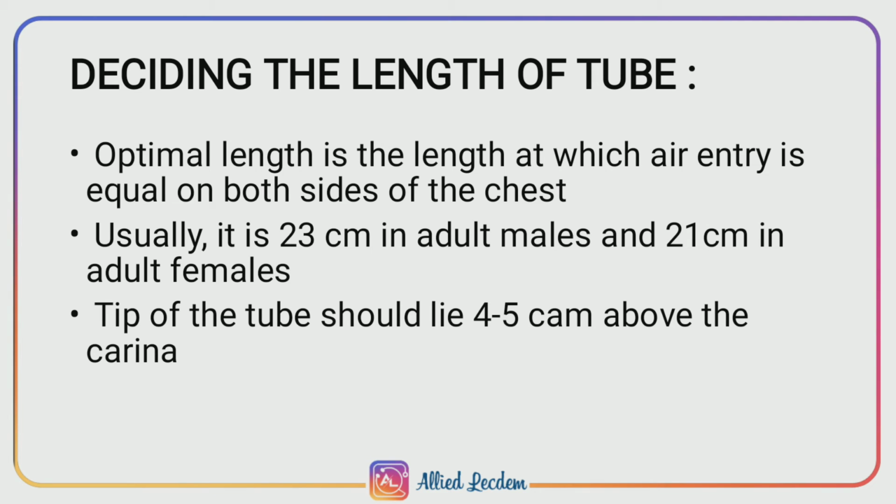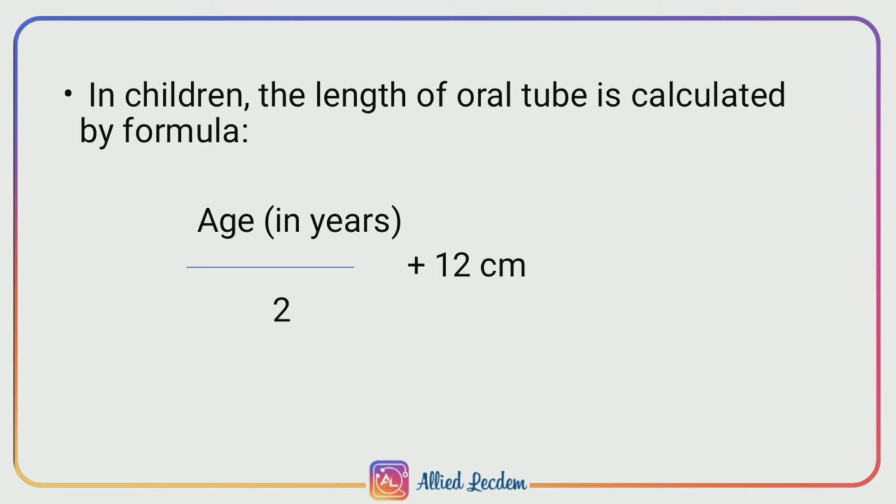Deciding the length of the tube. The optimal length is the length at which air entry is equal on both sides of the chest. Usually it is 23 centimeters in adult males and 21 centimeters in adult females. The tip of the tube should lie 4 to 5 cm above the carina. The carina is a cartilaginous ridge within the trachea. In children, the length of the oral tube is calculated by the formula age divided by 2 plus 12 centimeters.